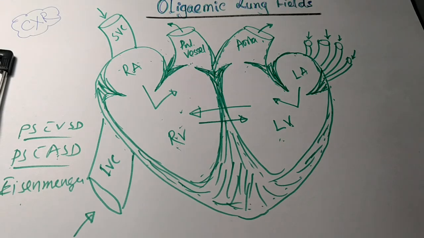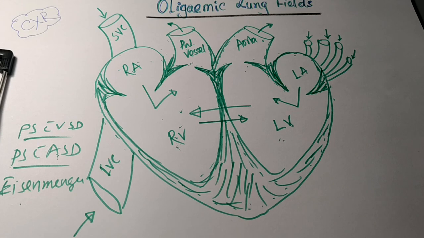So these are the conditions in which oligemic lung field can be found. In summary: pericardial effusion, constrictive pericarditis, tetralogy of Fallot, pulmonary stenosis with VSD, pulmonary stenosis with ASD, and reversal of shunt, that is Eisenmenger syndrome.